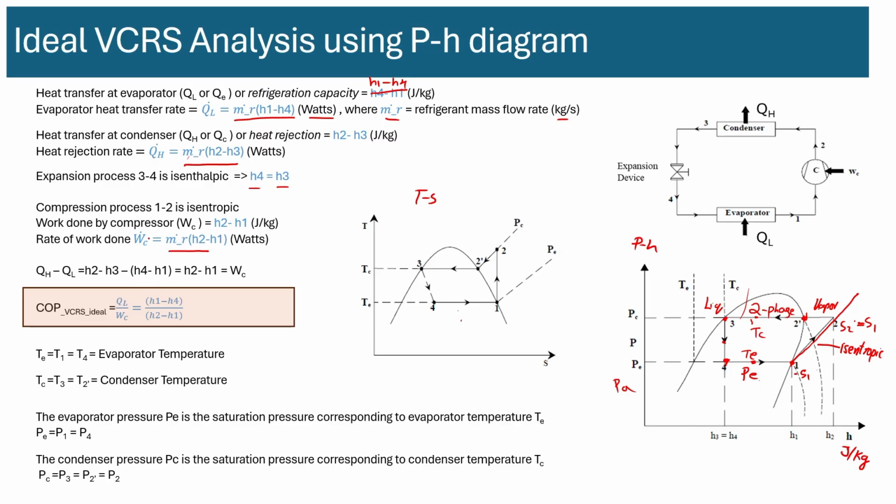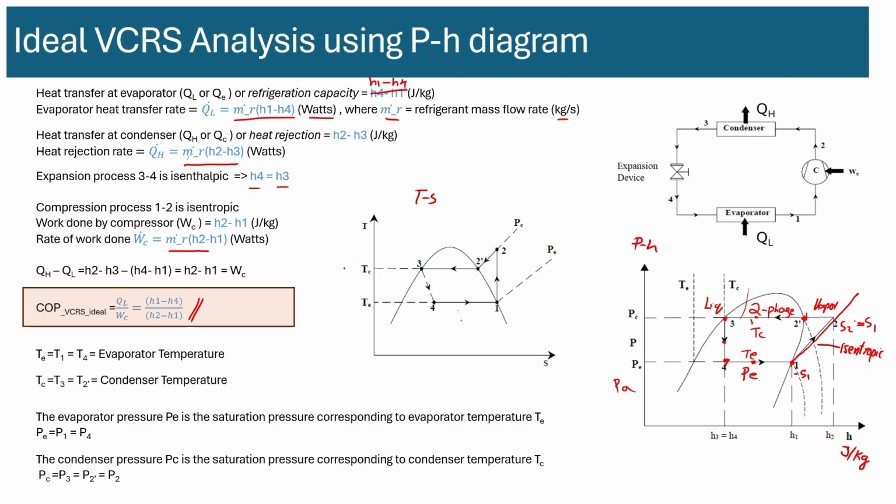The efficiency would be the ratio of the work done by the compressor and the cooling capacity, which is the amount of heat removed at the evaporator, which is QL. So this enthalpy ratio is the efficiency of the thermodynamic cycle.